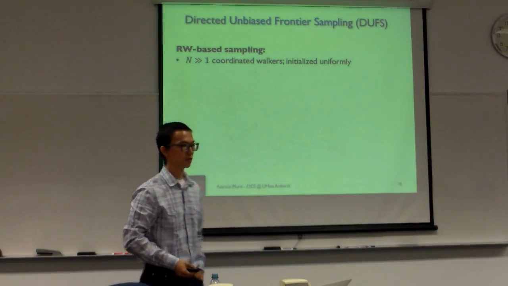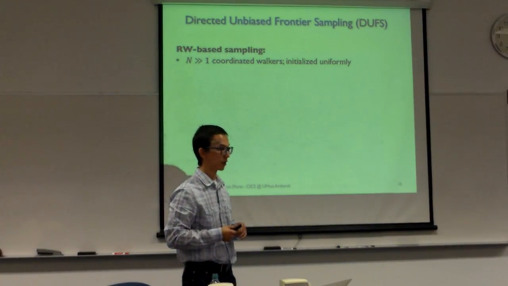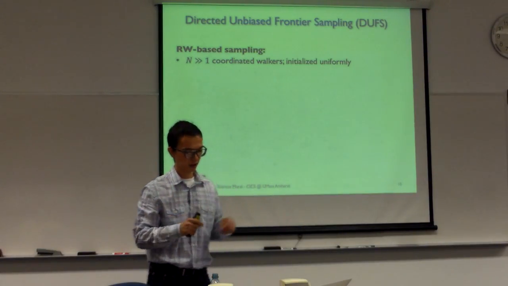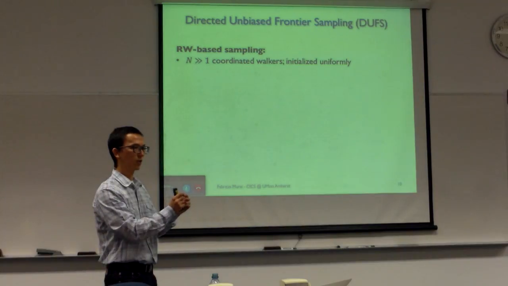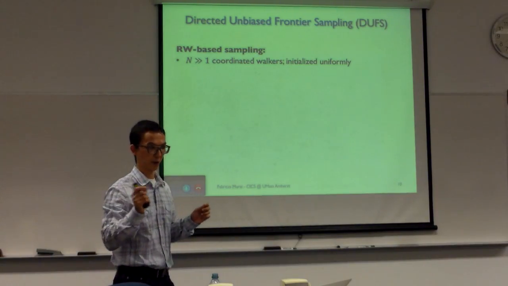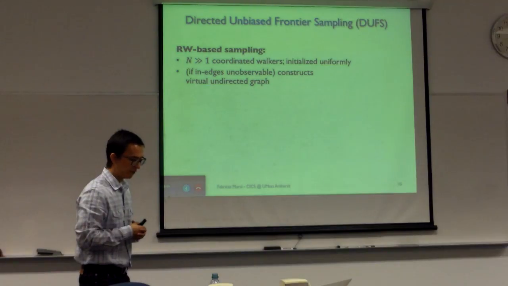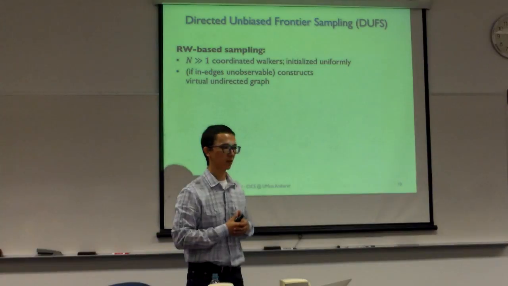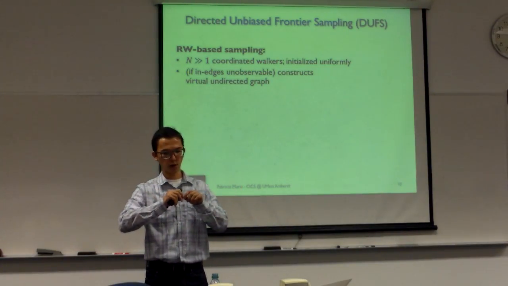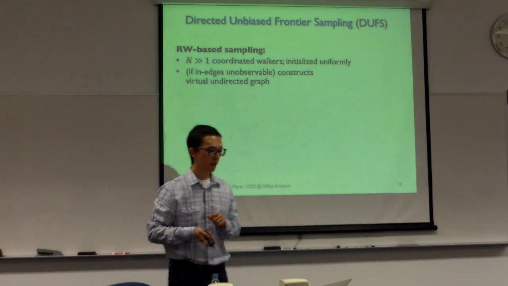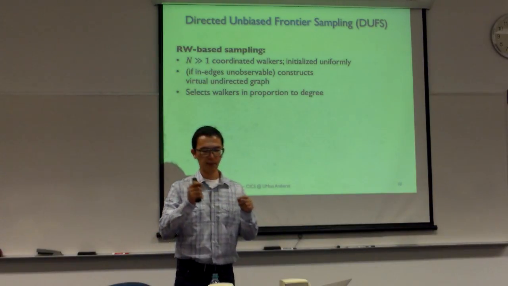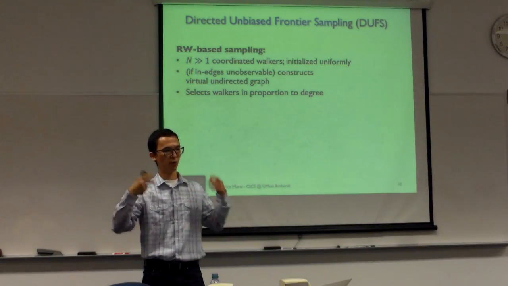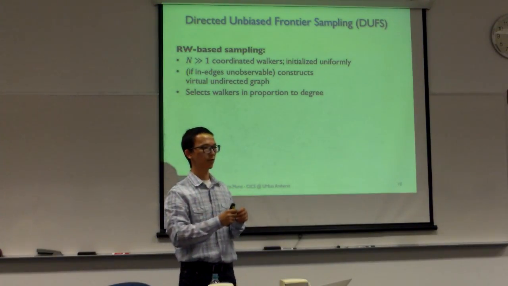More precisely, it uses a large number of coordinated walkers, which are initialized uniformly over the vertex set. So to determine the initial location of each walker, we're going to sample a node uniformly at random. If incoming edges are unobservable, this method constructs a virtual undirected graph over which the random walkers are going to move. And because of that, it's possible that the random walk traverses some of the edges from the original directed network in the reverse direction.